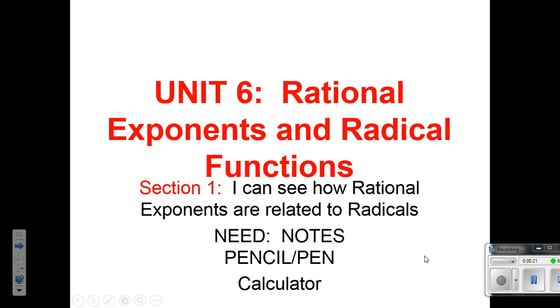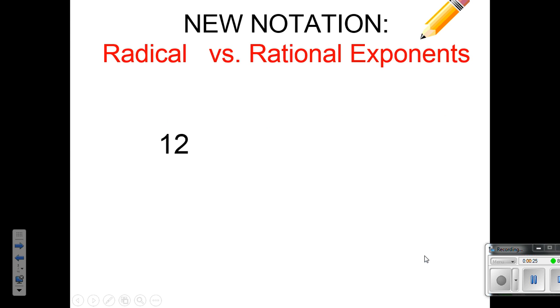And we'll get started. So today we're going to learn some new notation. The new notation we are going to learn is radical versus rational exponents. So now you need to know what a radical is and you need to know what a rational exponent is.